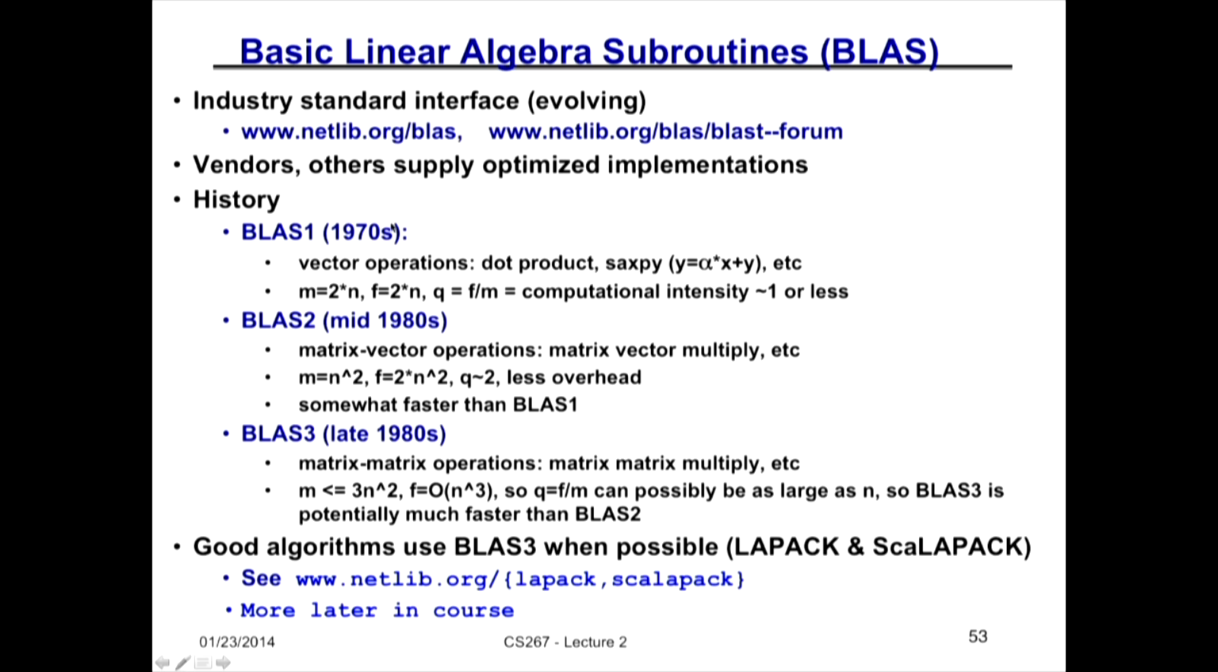And so how did this come to be? Well, historically, back in the 70s, people said, okay, we need to come up with a standard, and a committee got together and they defined not matrix multiply, but operations on vectors, things like dot products or Saxby's. Saxby is short for AX plus Y, which is the operation there, so a scalar times a vector plus a vector.